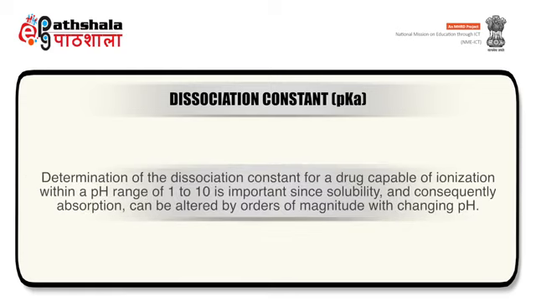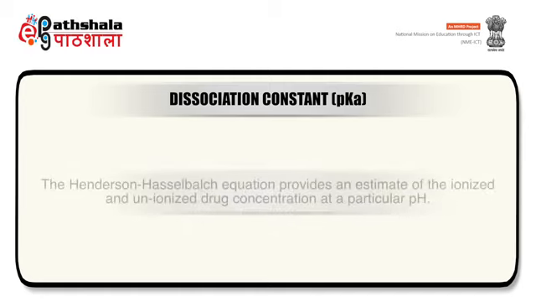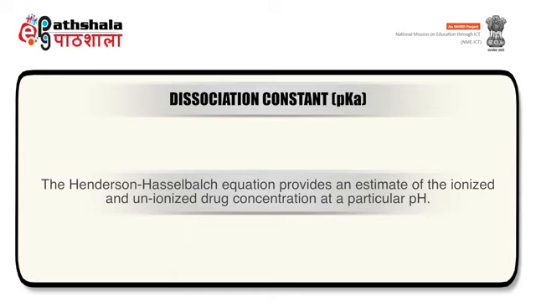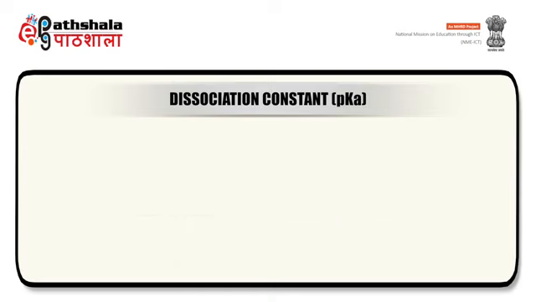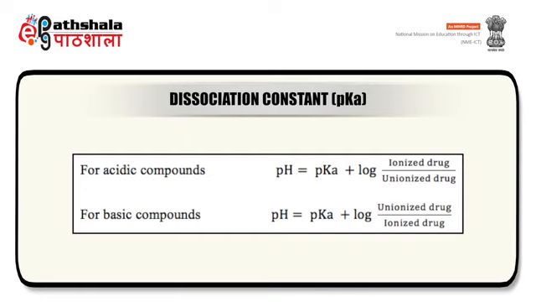Determination of the dissociation constant for a drug capable of ionization within a pH range of 1 to 10 is important since solubility and consequently absorption can be altered by orders of magnitude with changing pH. The Henderson-Hasselbalch equation provides an estimate of the ionized and unionized drug concentration at a particular pH. The Henderson-Hasselbalch equation for acidic and basic compounds is shown on the screen.